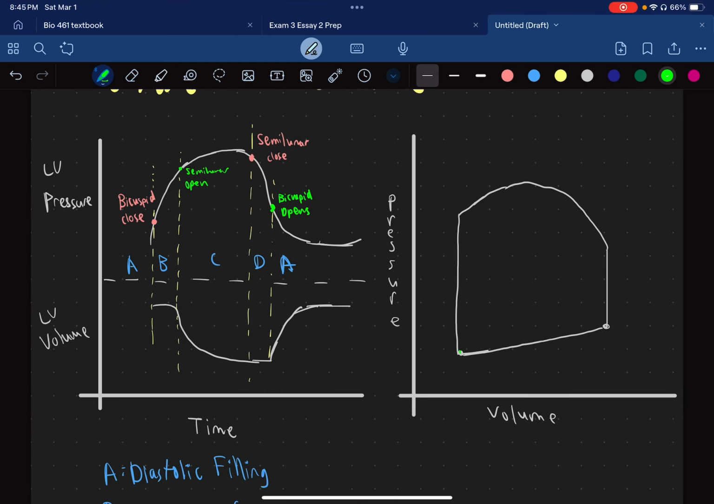So we can kind of mark the same landmarks on here. So this is bicuspid open. And then up here would be semilunar opens. Up here, semilunar closes. And bicuspid closes.